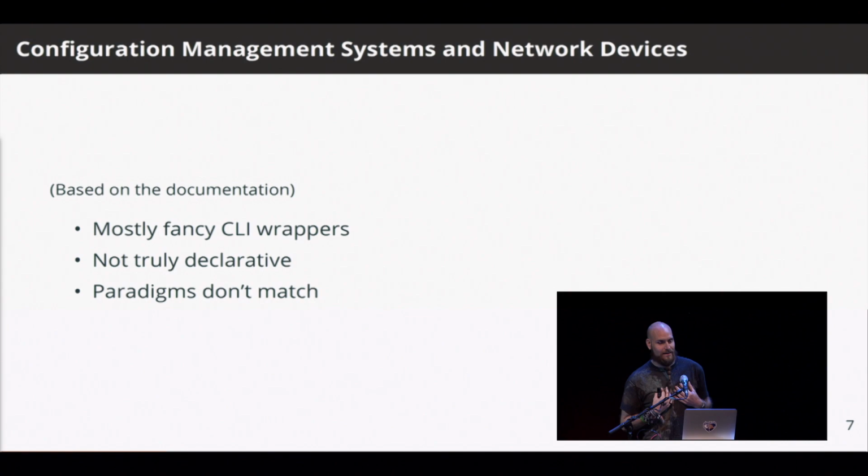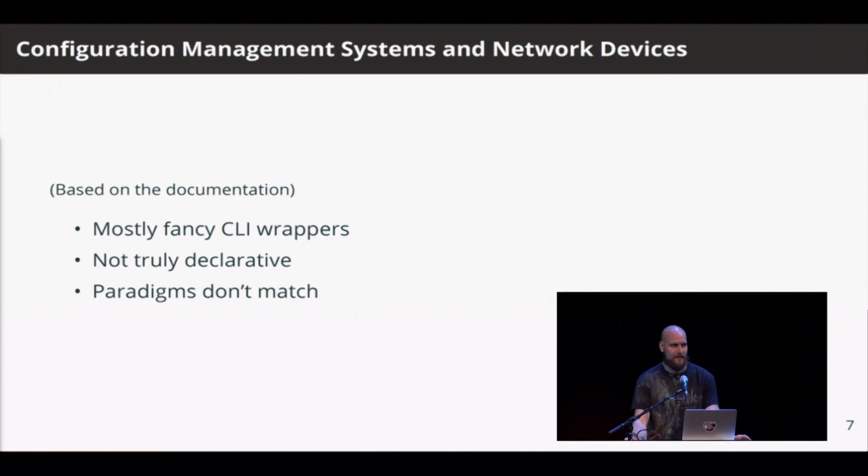From what I gathered from the documentation of these systems, when you want to apply these kinds of techniques to network devices, many of them seem to be very fancy CLI wrappers. They're also not truly declarative. Things I've seen, for instance, Ansible has a Cisco module. Yeah, it works, but you do have to tell Ansible what type of Cisco you have. And if you want to bring it to a certain state, you have to put the CLI commands in the right order to get there.